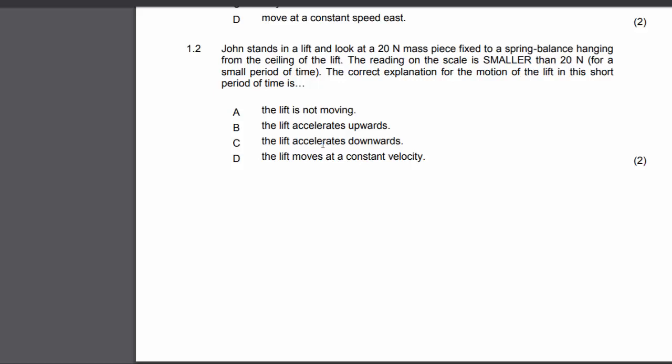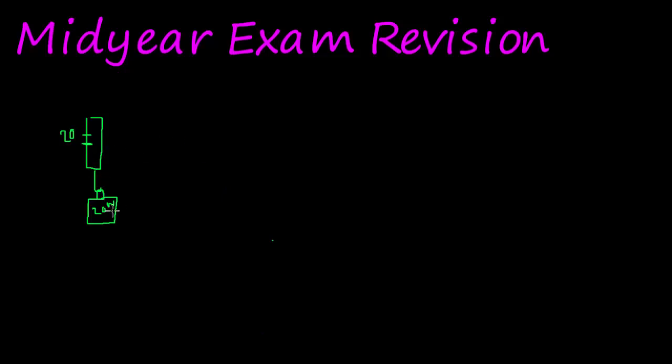What will happen if something accelerates upwards? Well, it will be experiencing an upward net force. And because of that, there will be inertia. Inertia will cause this thing to pull down. So in other words, the force that is applied, the tension here, will not just be the weight, but it will also include the net force acting on the object.